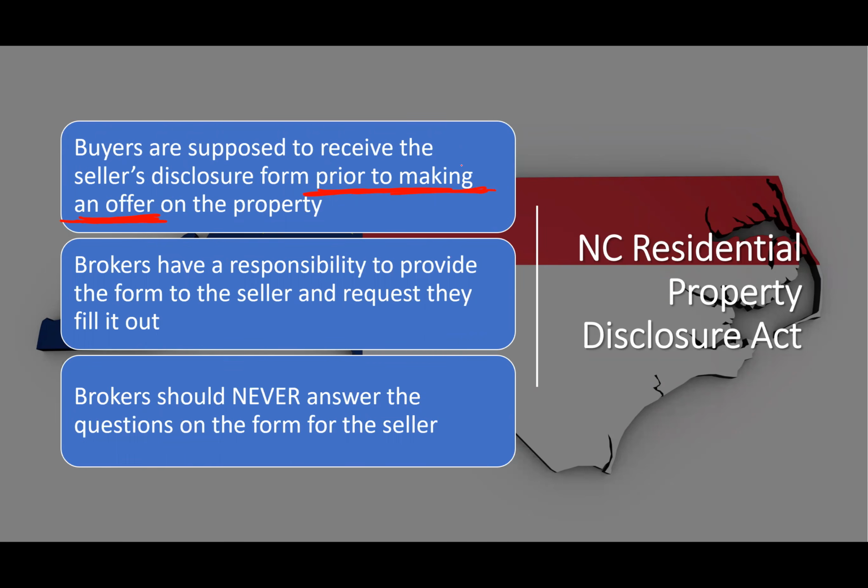But if we give bad information, do you think we're held responsible? Yeah. And so if we're filling the form out and we put bad information on the form, do you think we can be held responsible for that bad information being on the form? So don't do it. Do not answer it for them. Don't fill it out. Give them the form to fill it out for themselves.